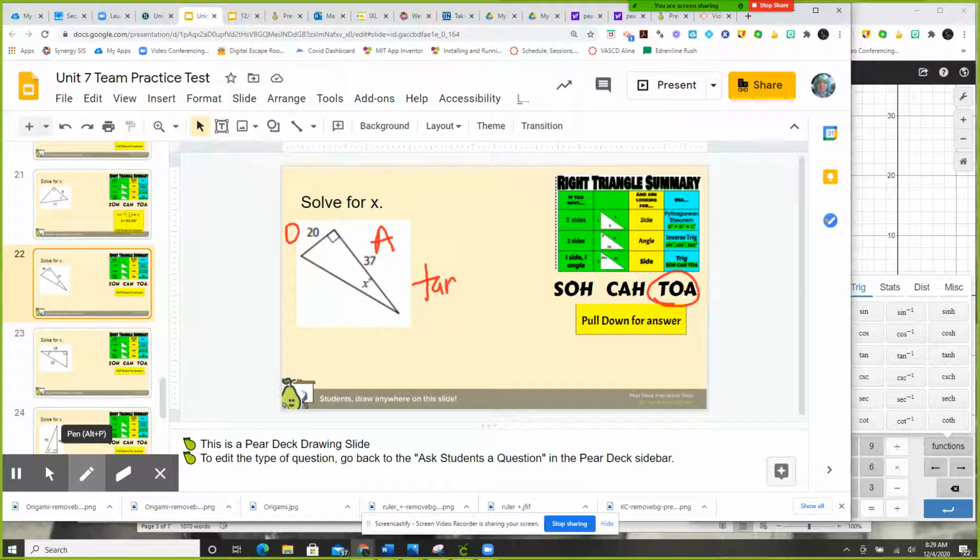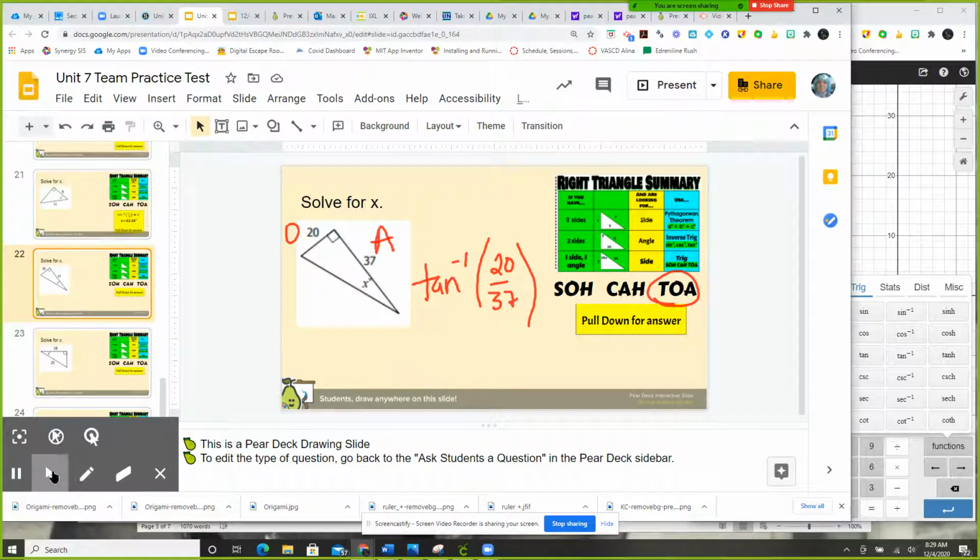So what do I have to put in my calculator? I'm so proud. Yay! Everybody put that in your calculator and see what you get, because half the battle is making sure you can program the calculator correctly.